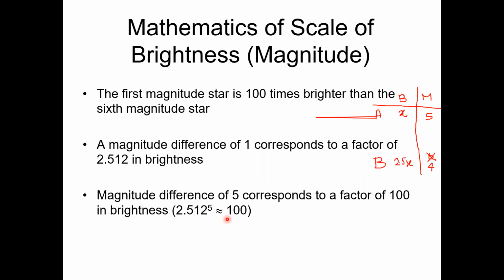It's about the brightness of stars. And if there's one star which is 2.5 times brighter than the other one, then its magnitude is one less than the dimmer star. The less bright star has a higher number in magnitude. So keep that in mind.